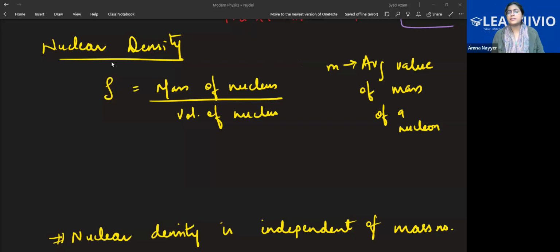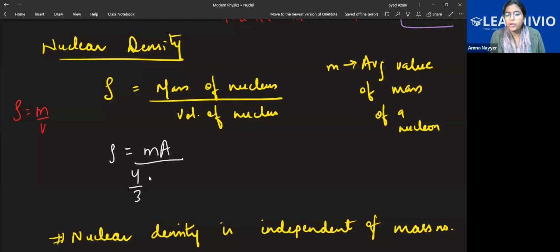So nuclear density is, see, density is always mass by volume. So here also nuclear density will be mass of nucleus by volume of nucleus. See, m is taken as the average value of mass of a nucleon. Like the mass of the nucleon is taken as m. This is the average mass that is taken. Now, how many nucleons are present? That is A.